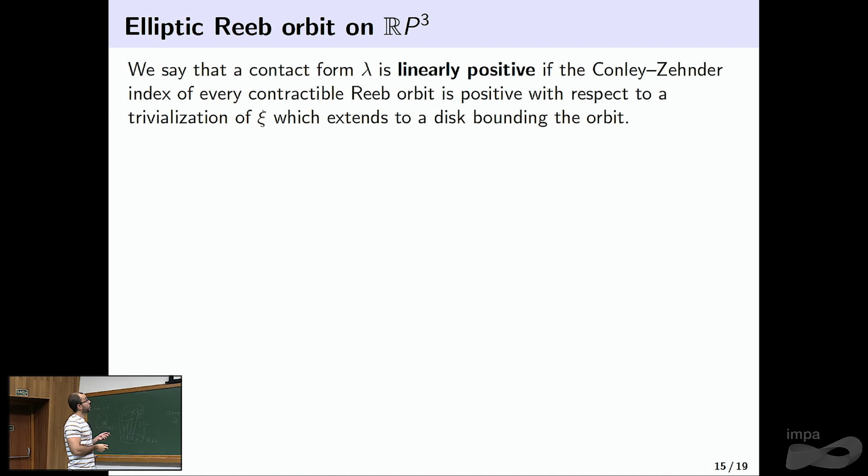So I have this new definition here. Maybe it's a terrible choice, but I define a contact form to be linearly positive if the Conley-Zehnder index is always positive. For a contractible orbit, you take a trivialization of the contact structure that you can extend to the disk, and with respect to this trivialization, I'm asking that all the Conley-Zehnder indices are positive. For instance, a global trivialization.